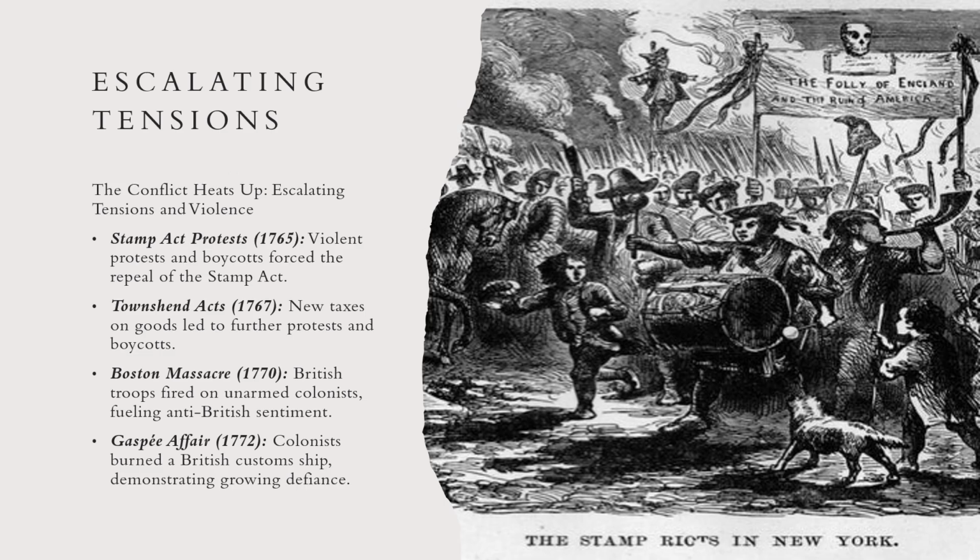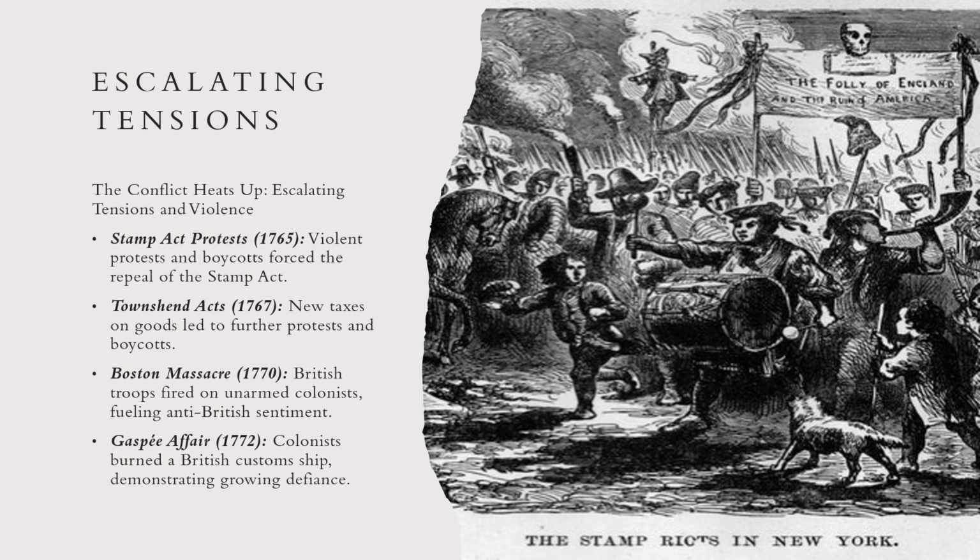As British policies tightened, colonial resistance grew bolder. The Stamp Act of 1765, which taxed printed materials, sparked widespread protests and riots. The Sons of Liberty, a secret organization, led many of these protests, often using intimidation tactics to enforce boycotts and intimidate British officials. The Stamp Act Congress, a meeting of colonial delegates, issued a strong protest against the tax, leading to its repeal in 1766.